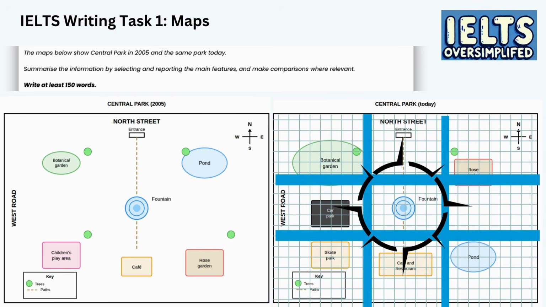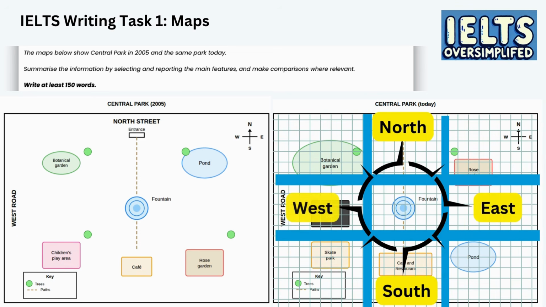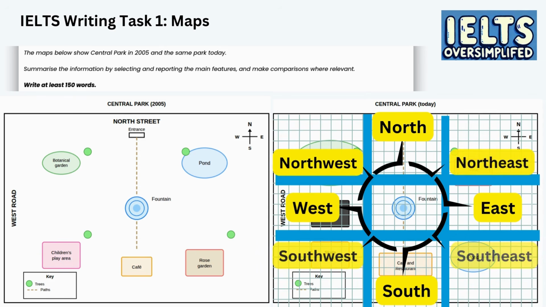First, we have the 4 main directions: north, south, east, and west. You should already be familiar with these. Now for the diagonal directions, these are a bit harder. We have northwest, northeast, southwest, and southeast. Good. Those are all the compass directional words you need to know for describing locations. But we have one more location term specifically for IELTS maps. Can you guess what it is? The center. This refers to the middle area of the map.